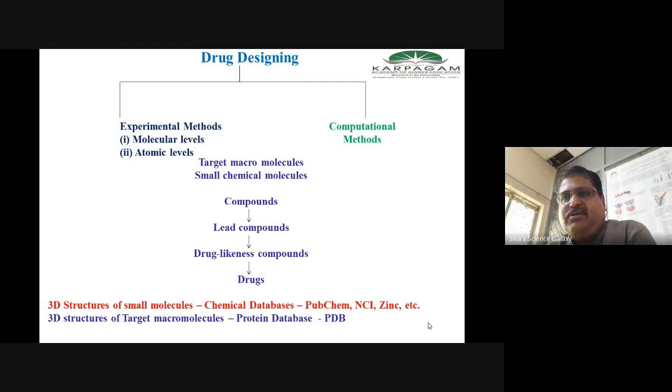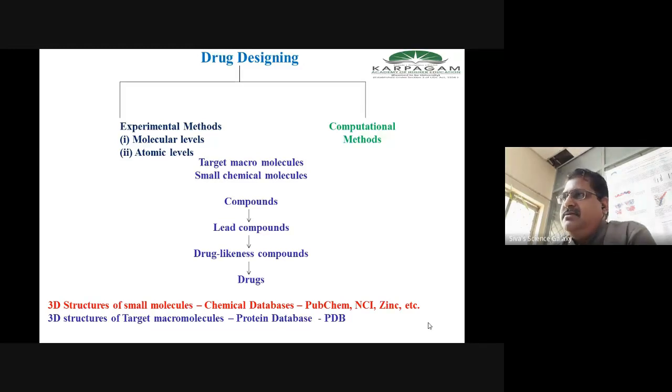What do you mean by lead compounds? Lead compounds are the compounds that enter into preclinical studies. Drug-likeness compounds are the compounds that enter into clinical studies. Drugs are the molecules that enter into the market. So from the compounds, we have to identify the lead compounds, drug-likeness compounds, and drugs. It is a highly complex process, of course, and a very expensive and time-consuming process also.